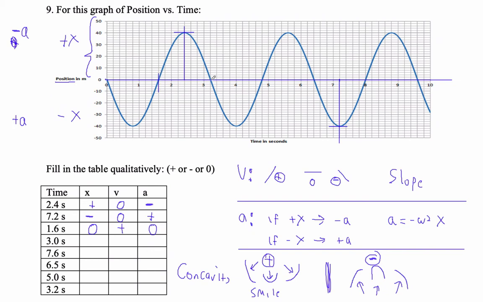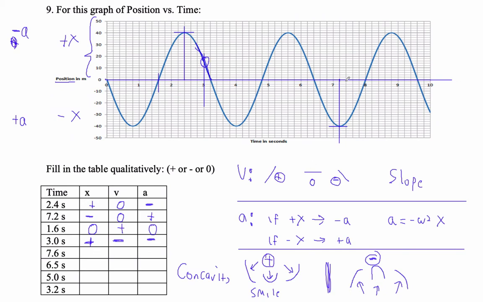Okay, 3 seconds. Whoops, 3 is here. That is right there. So our x is positive, and therefore our acceleration is negative. It's also downwardly concave. It goes from zero, going toward a maximum negative value. So that's also why. I think our velocity is negative there, because it's a downward slope. The tangent line is sloped downward.